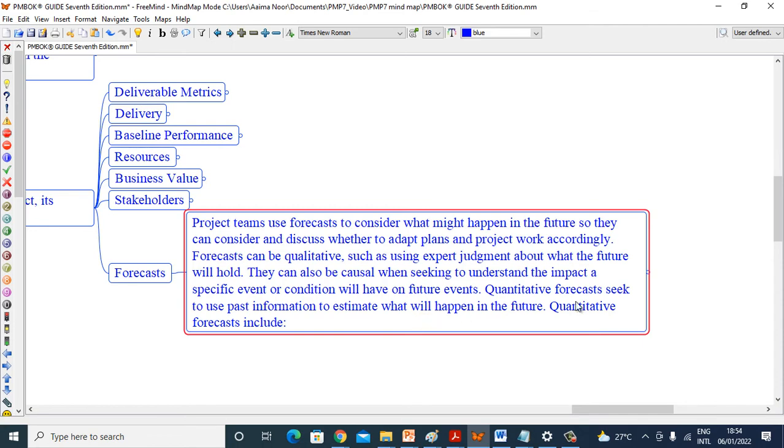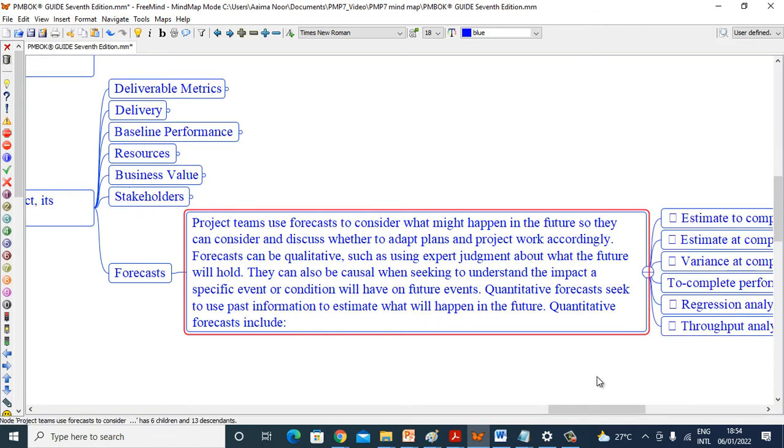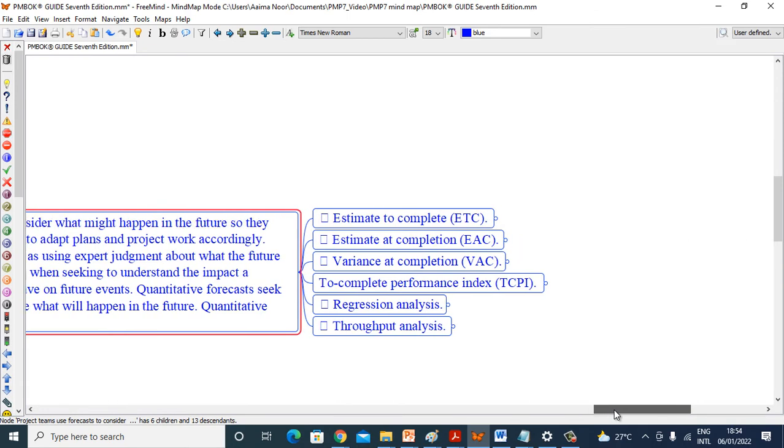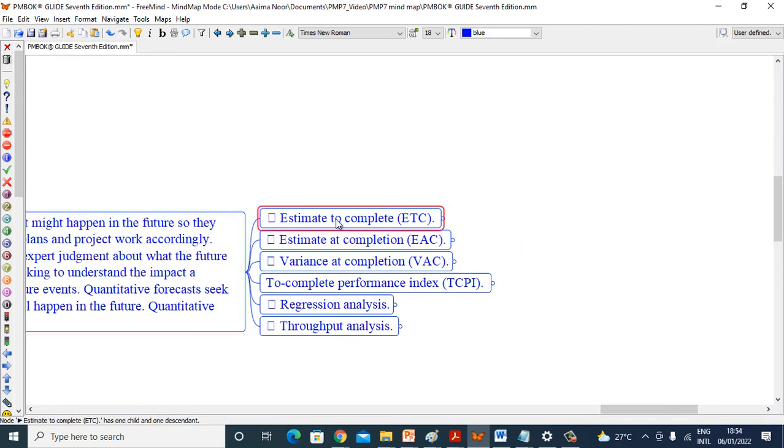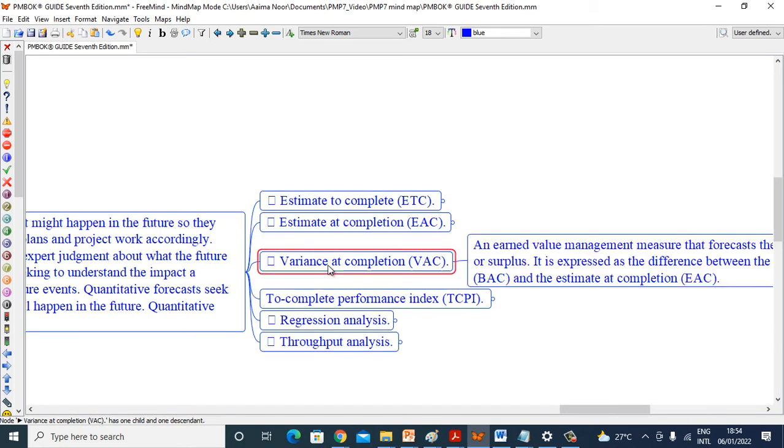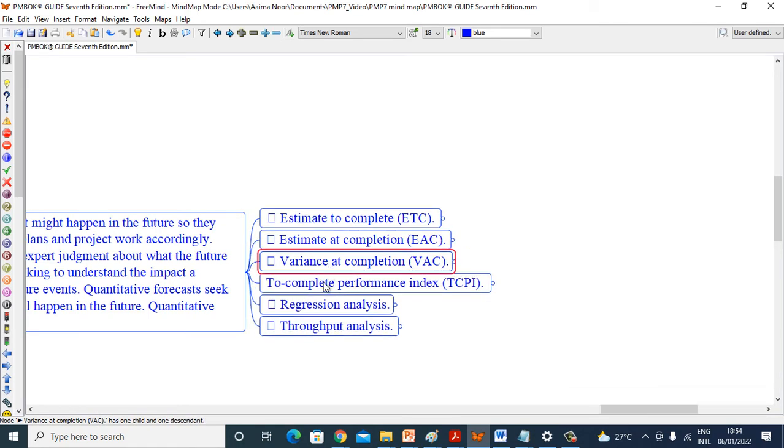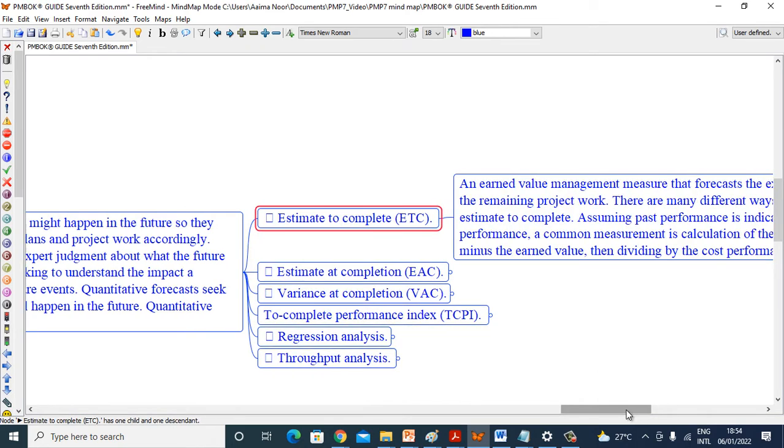Quantitative forecasts include estimate to complete, estimate at completion, variance at completion, to complete performance index, regression analysis, and throughput analysis. So let us start first with estimate to complete.